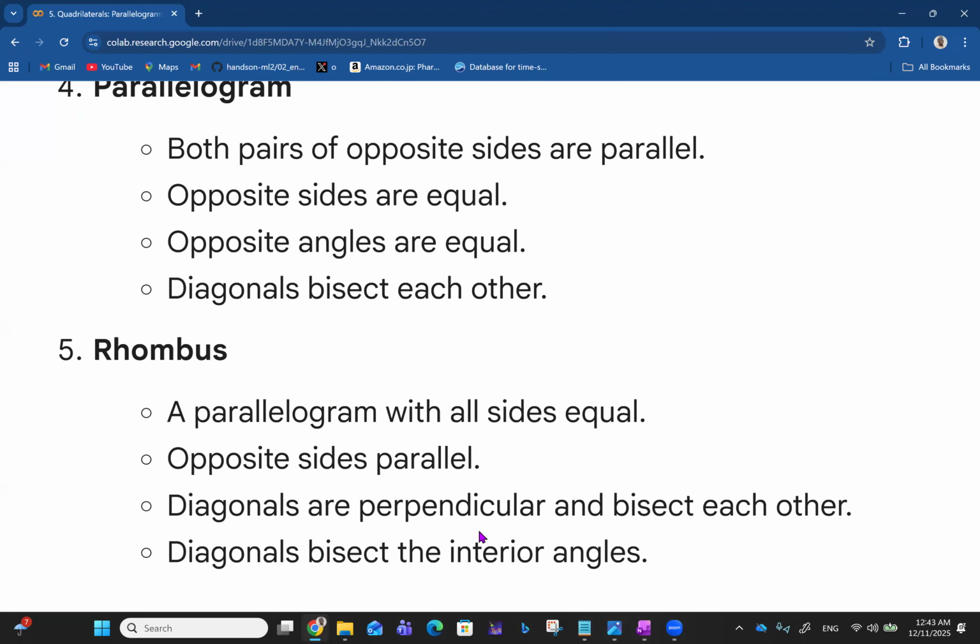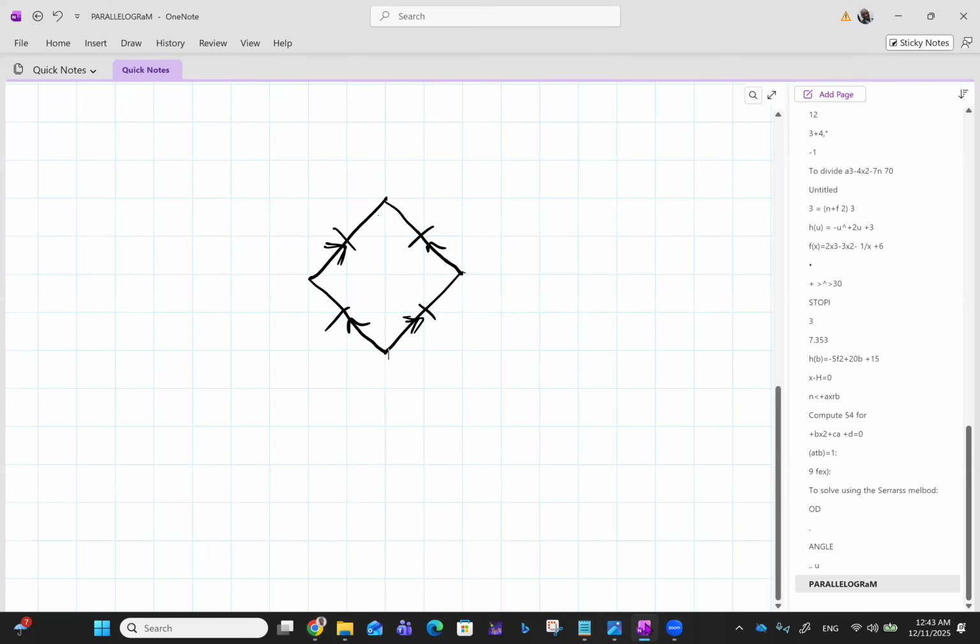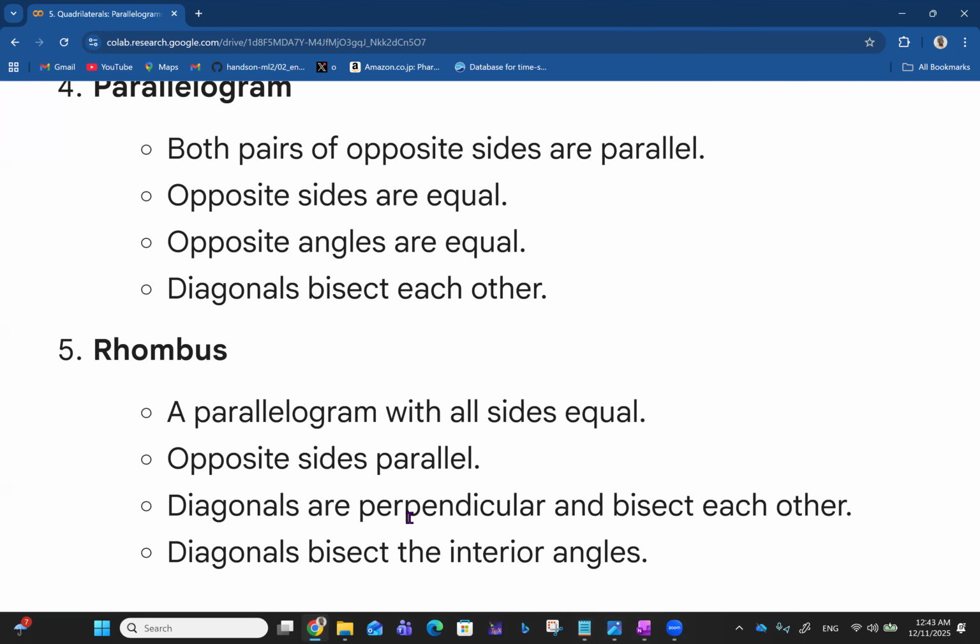What else? Diagonals are perpendicular and bisect each other. So they're perpendicular and they bisect each other. Okay, so this is a diagonal and this is another diagonal. They meet at 90 degrees, and they bisect each other. So that means that this side is equal to this side and this side is equal to this side. I think there's still very important information there.